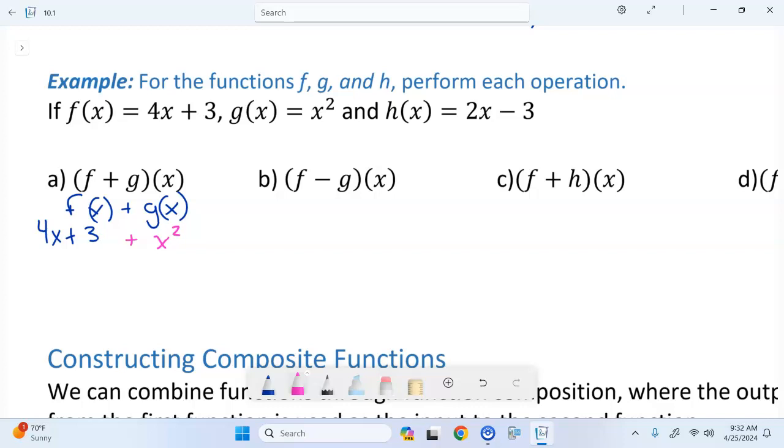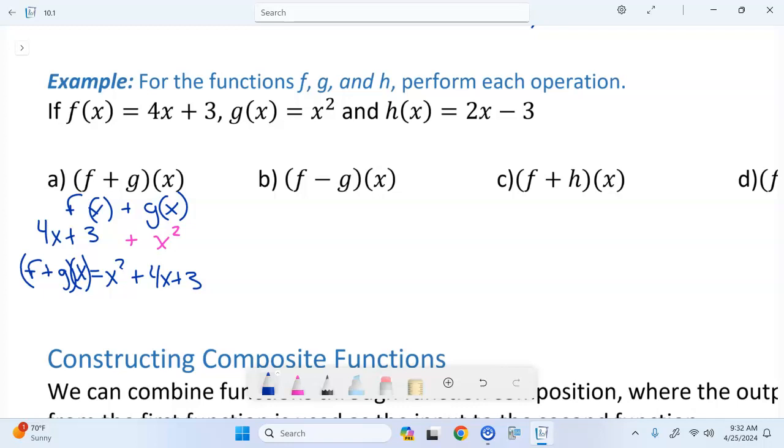So, do I have any like terms that I can combine? No. Can I rewrite it in standard form? Yes. So we're going to say, all right, we've got f plus g of x equals, what's it going to be in standard form? There we go. So when we add f and g of x together, we get x squared plus 4x plus 3.